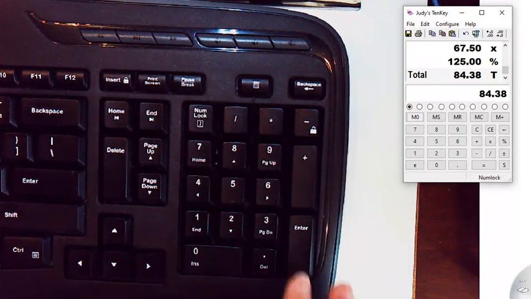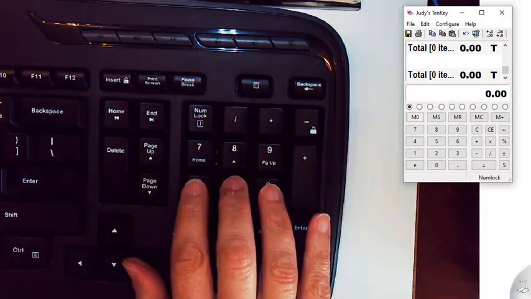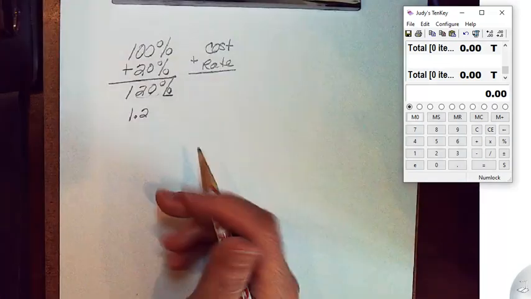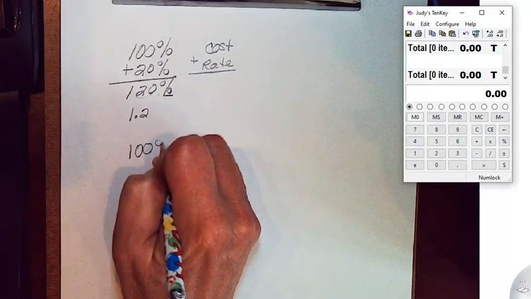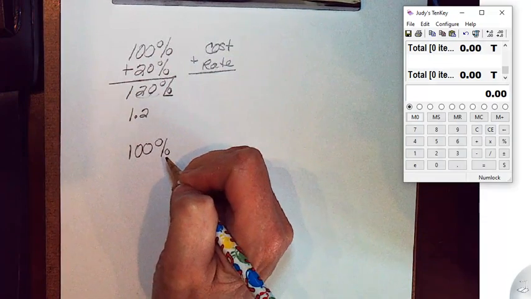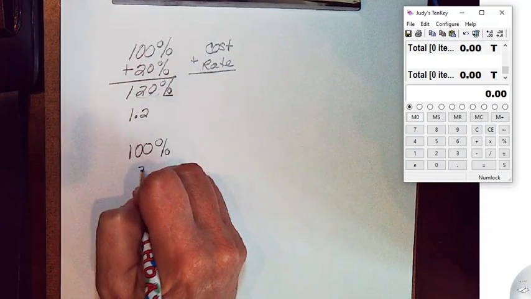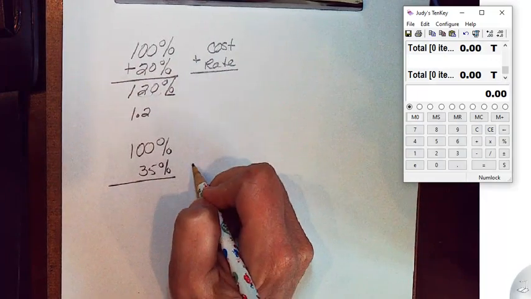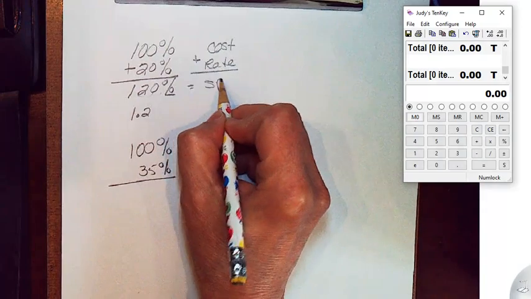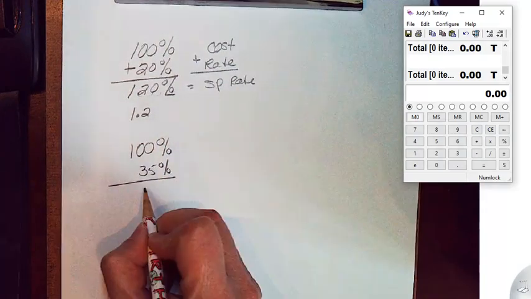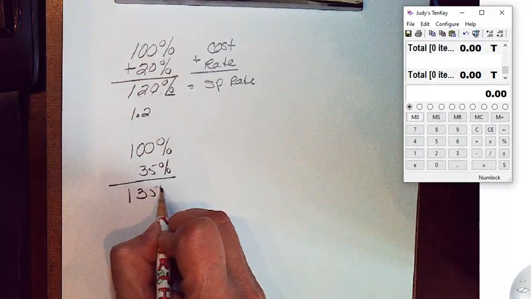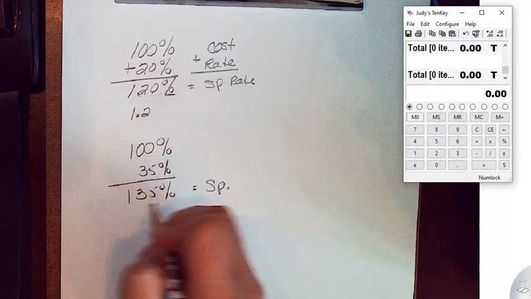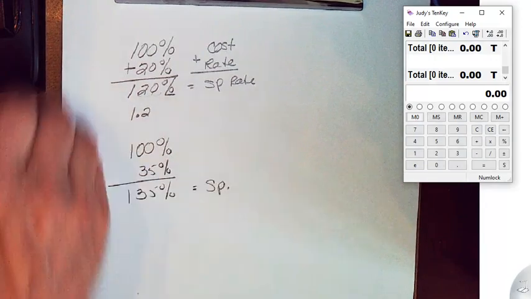So we'll do one more. Number 9, the cost, let me do it over here first. If the cost is 100% and the markup rate is 35%, and if cost plus the rate equals selling price, then 135% will give us selling price as a percent converted into money.